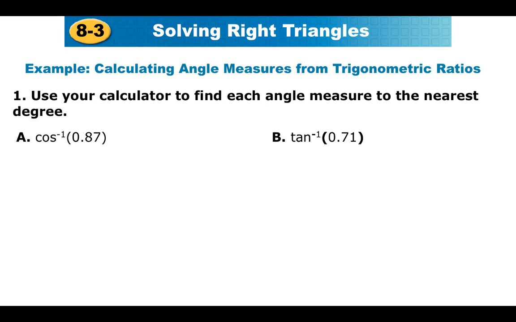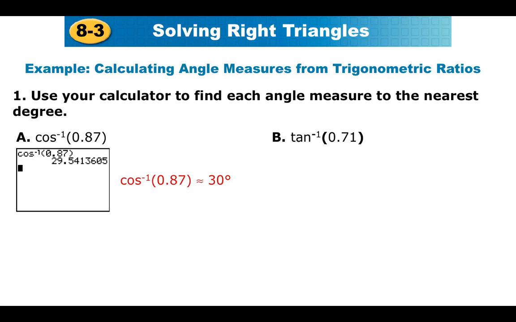It says use your calculator to find each angle measured to the nearest degree. Go ahead and get your calculator ready and punch in cosine inverse of 0.87. On the screen, you should have something that looks like this. 29.54 and more decimals. But keep in mind that we're rounding to the nearest degree. So the answer that you should provide is 30 degrees.